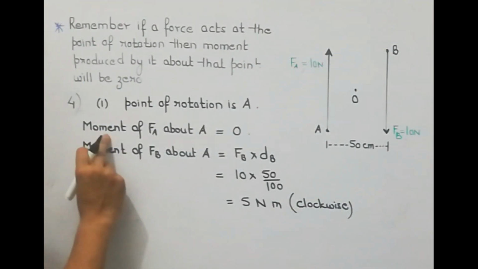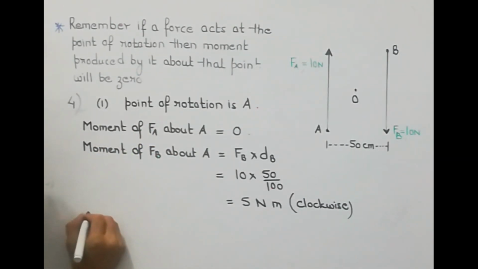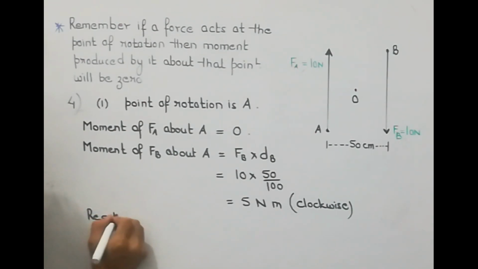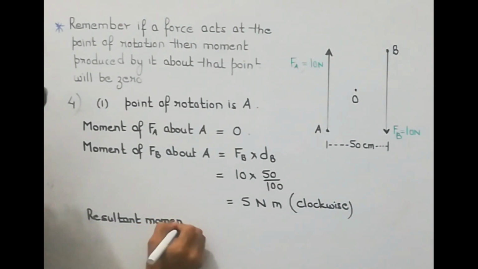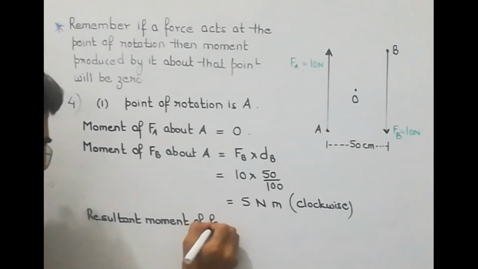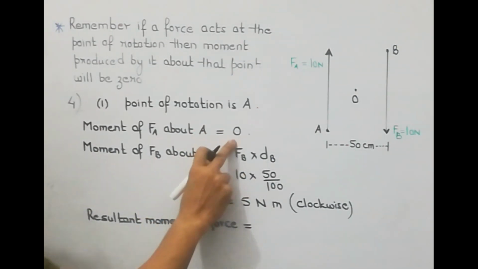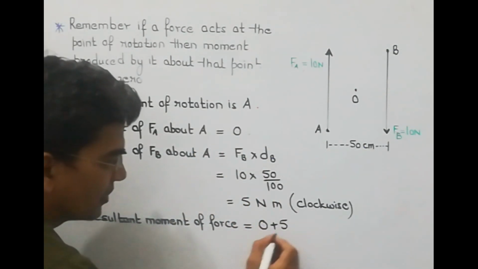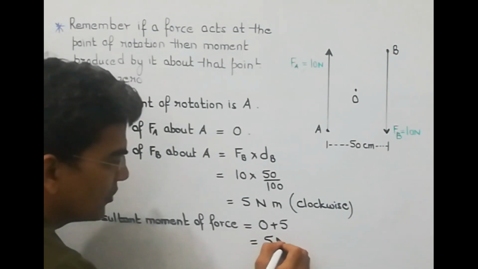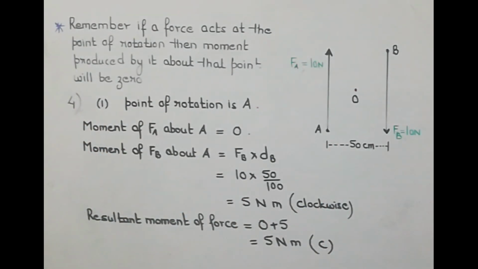So we have calculated the moment of Fa, we have calculated the moment of Fb. Now we need to calculate the resultant. When you have to calculate the resultant, you will add the moments of these two. This is 0, this is 5. So that will be 0 plus 5. That will be 5 Newton meter, and the direction will be clockwise. Hope this part is clear to you.